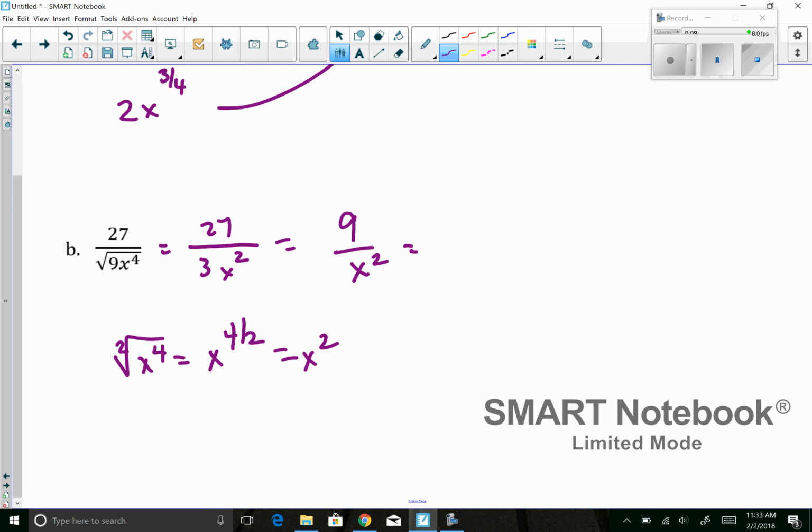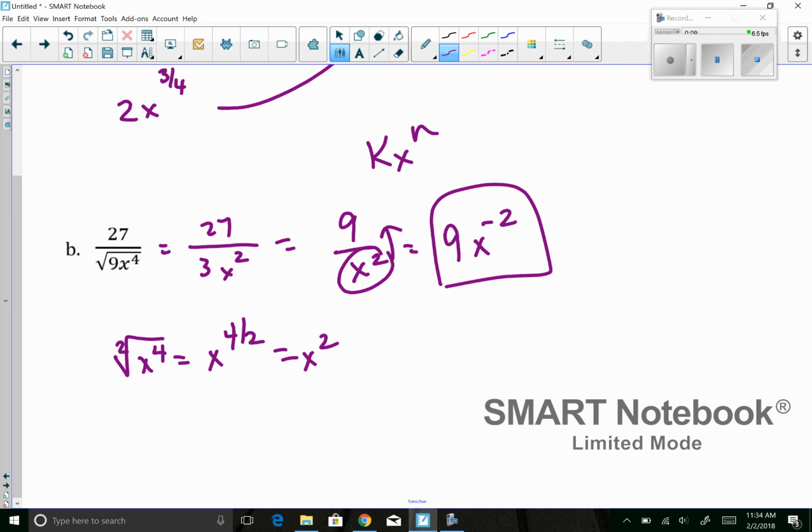And I'm still not in the form I want. Remember, I want to be in kx to the nth power. I'm not in that form yet. So I can use my exponent rules to make that x to the -2, essentially bring this up. Now I'm in the form that I want, where k is 9 and n is -2.